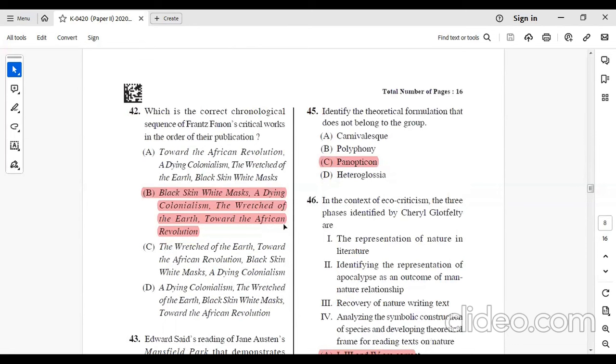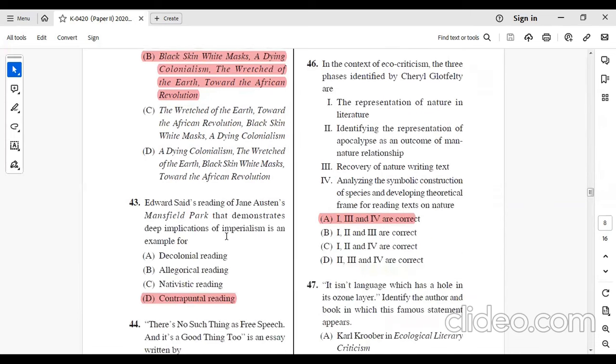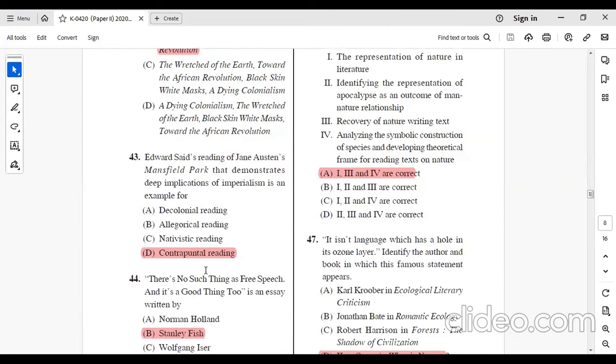Which is the correct chronological sequence of Frantz Fanon's critical works in order of their publication? So we find here Black Skin, White Masks, then A Dying Colonialism, The Wretched of the Earth, Toward the African Revolution. Question number 43. Edward Said's reading of Jane Austen's Mansfield Park that demonstrates deep implications of imperialism is an example of contrapuntal reading.